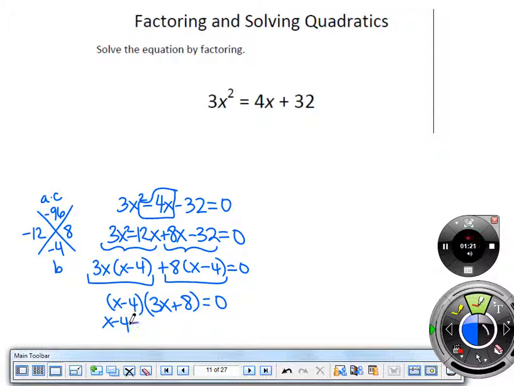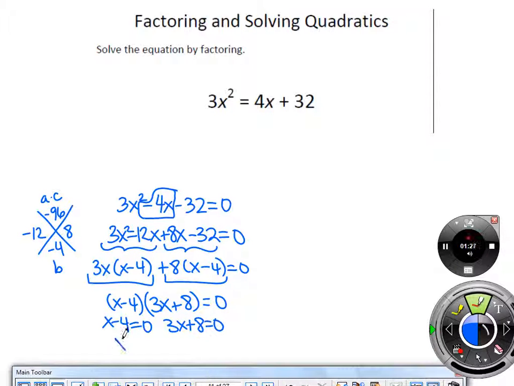And then using our zero product property, we would set each of these equal to 0. And then we would have that x is equal to 4 and x is equal to negative 8 over 3. So these would be our 2 solutions by factoring.